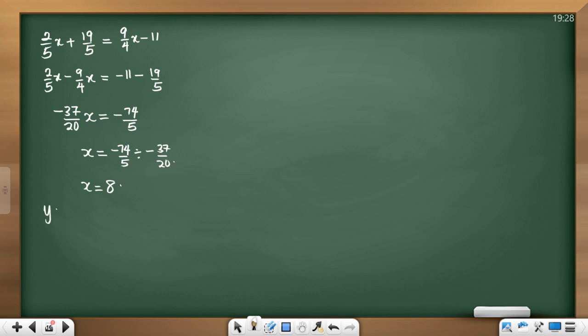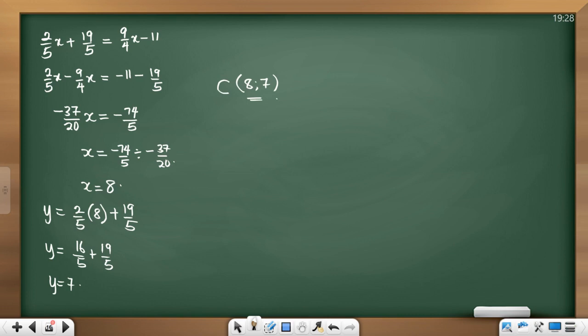Now I can get my y. 2 over 5, I replace that, plus 9. I can use any of the two equations. That will give me 16 over 5 plus 19 over 5, which is 35 over 5. Y equals 7. So the coordinate of C is 8, 7.